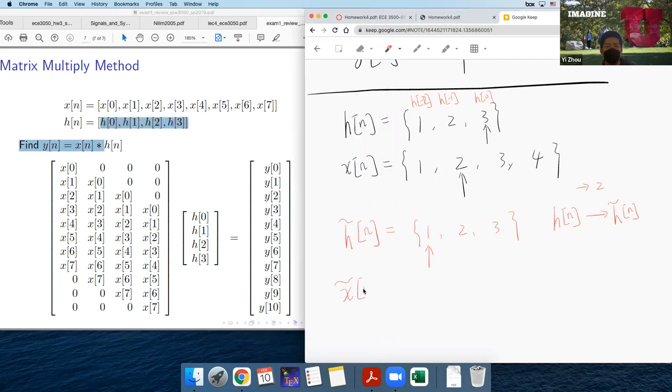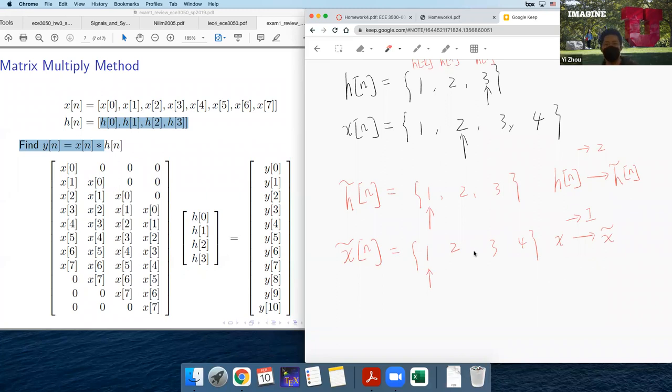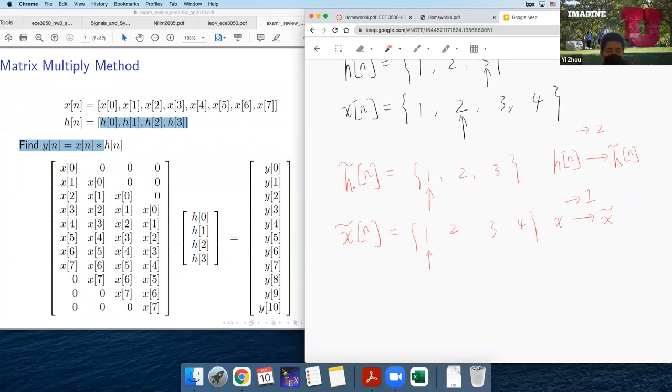Then I do the same thing for the second one. From x to x tilde, I shift it to the right by 1 unit. Then you calculate the convolution between these two using the matrix multiply method, the same procedure as we've done before, and you get a result here.